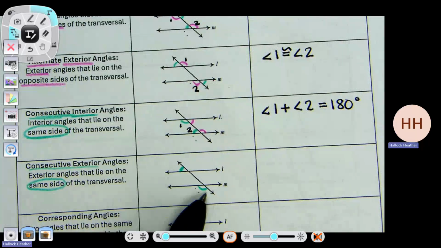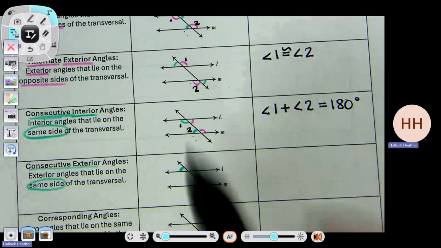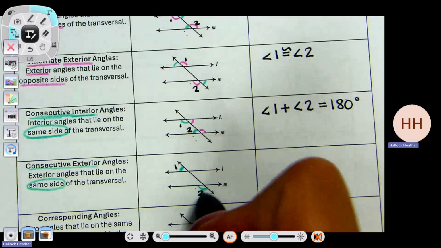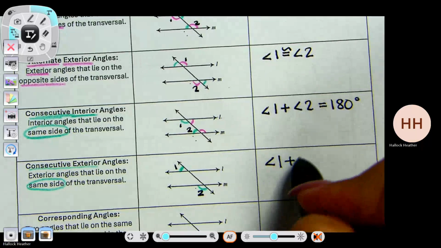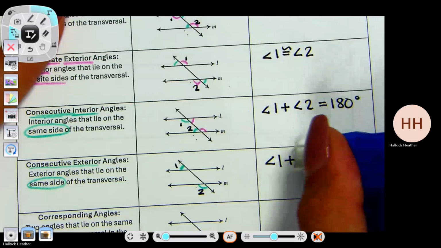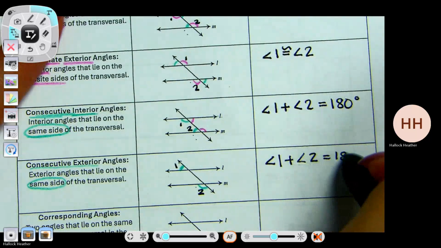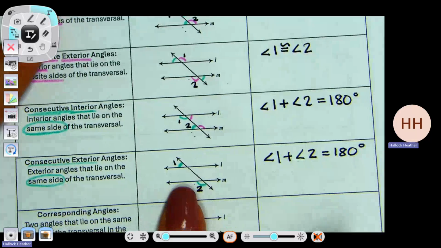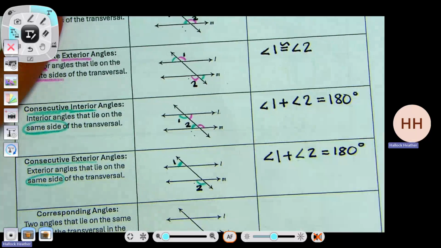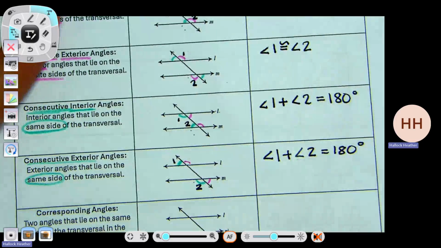So they are on the outside this time. They're still on the same side of the transversal. I did not jump across. These are not congruent. So they still add to make 180. Oh, I forgot my little angle mark. And then same thing, if you have some on the left side, then you have the same thing on the right side on the outside. So today's really heavy on the vocabulary, less on the math stuff.